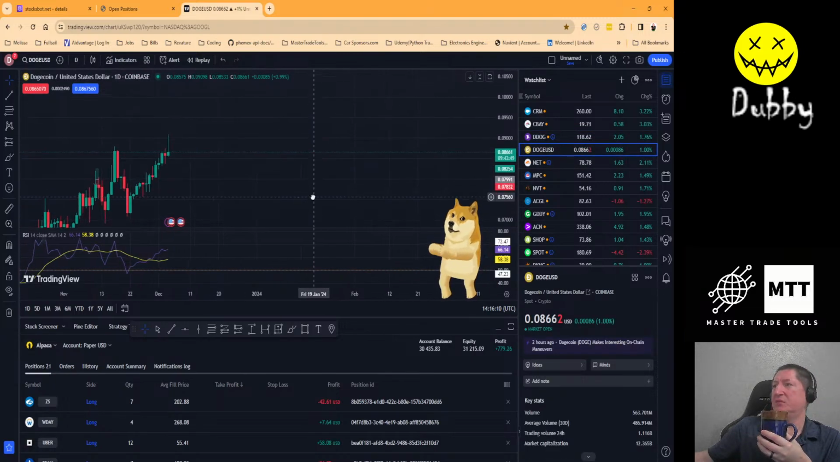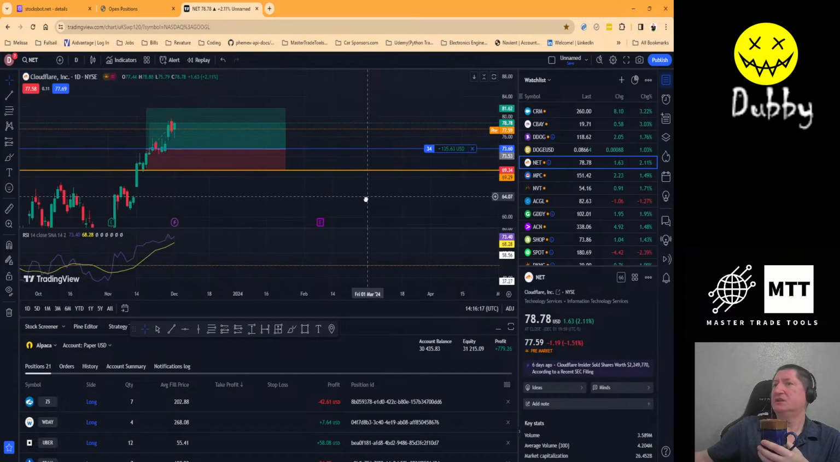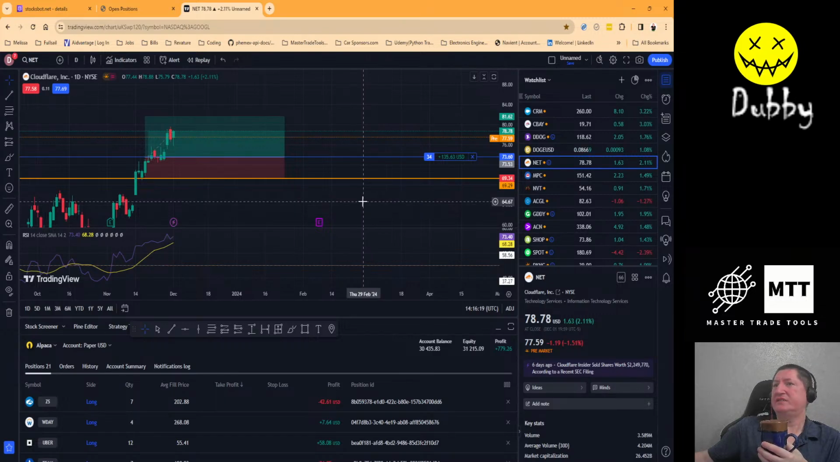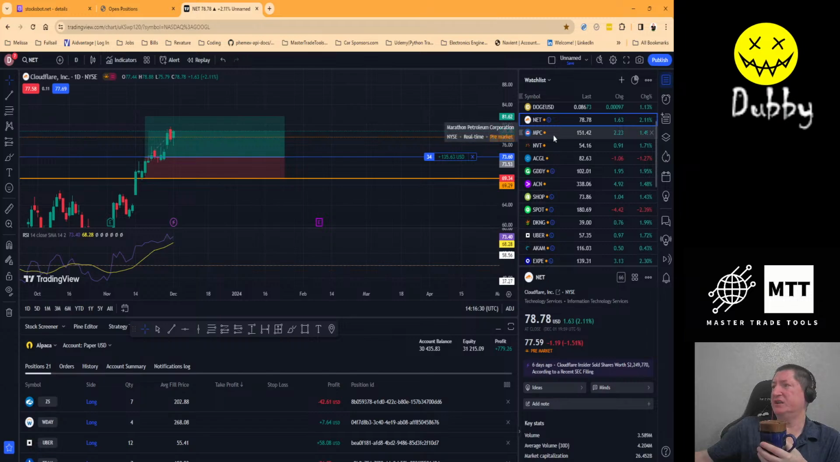Dogecoin, we all know that I'm into Doge. I'm in Doge. It's been doing pretty good lately. Okay, net, we're showing a profit of 135.63 so far, with a little bit of pre-market activity taking us bearish, but still in the green.